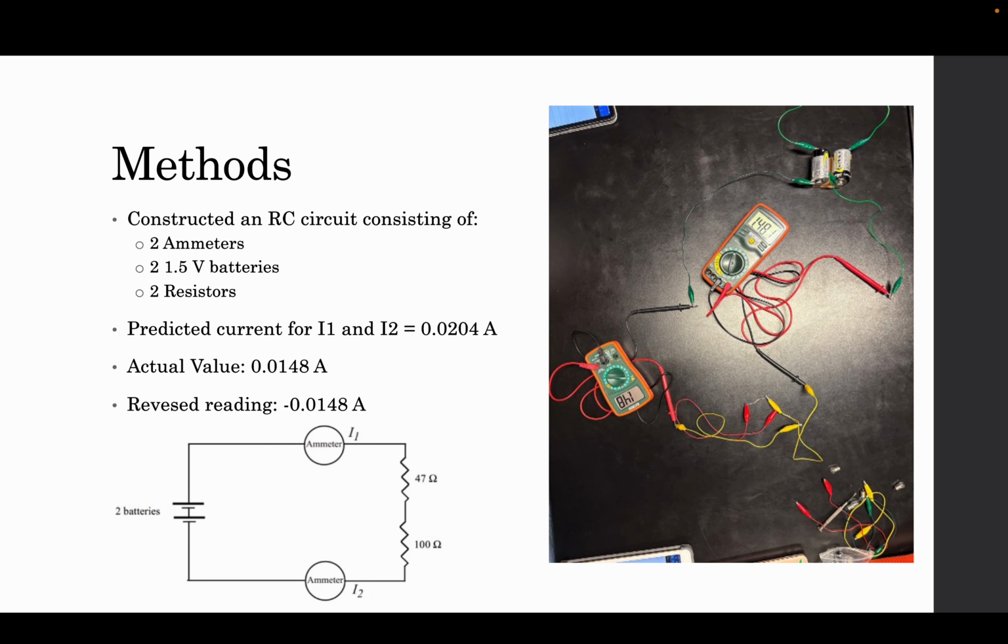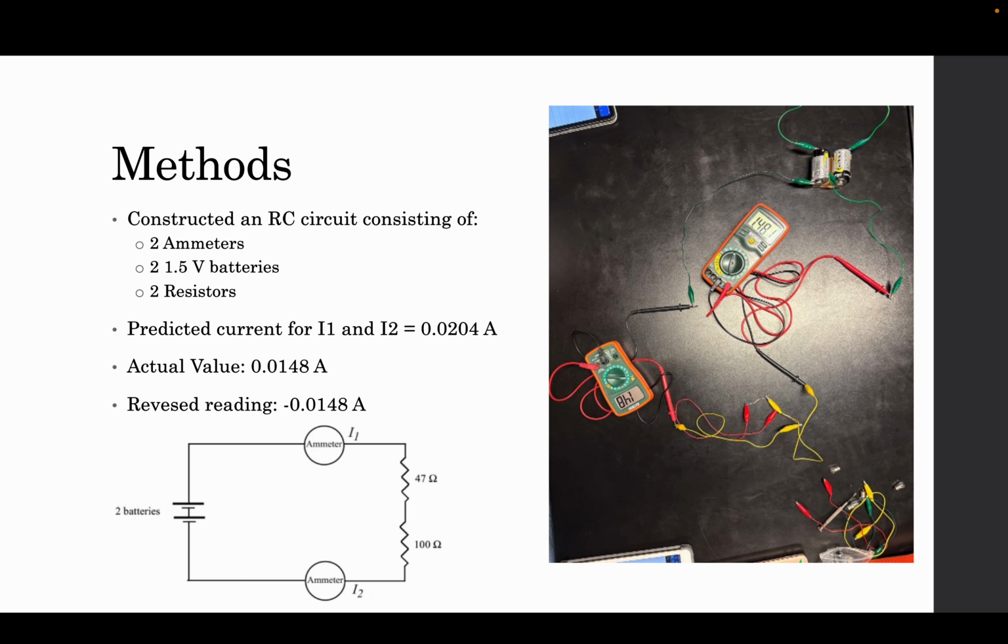Methods. So this is the first part of this lab. We construct an RC circuit consisting of two ammeters, two 1.5 volt batteries, which sum to 3 volts in the circuit, and two resistors, one of 47 ohm and one of 100 ohm resistance.